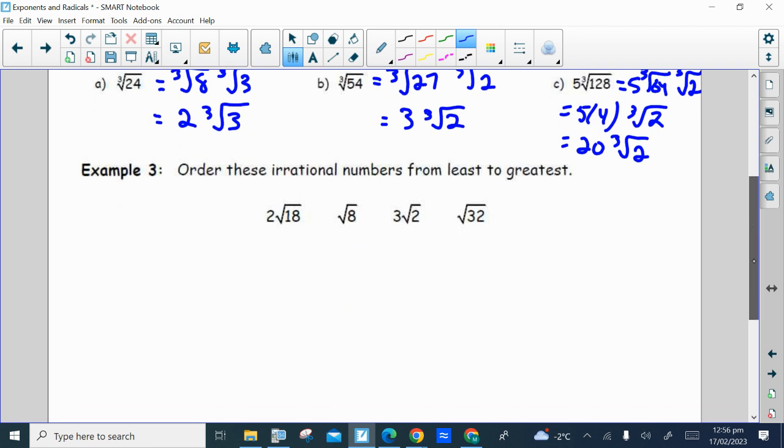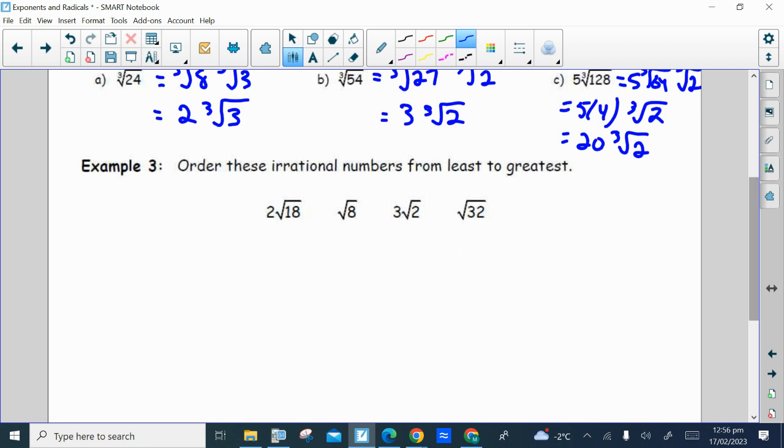Now for number 3, order these irrational numbers from least to greatest. There's a couple different ways you could do them. One of them would just be to put these numbers in your calculator and get them as a decimal. Or we can write them all as radicals in simplest form.